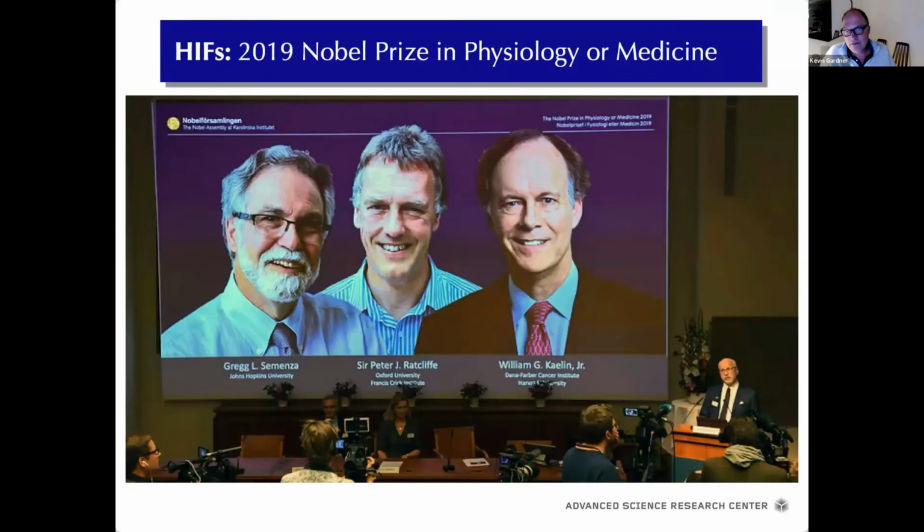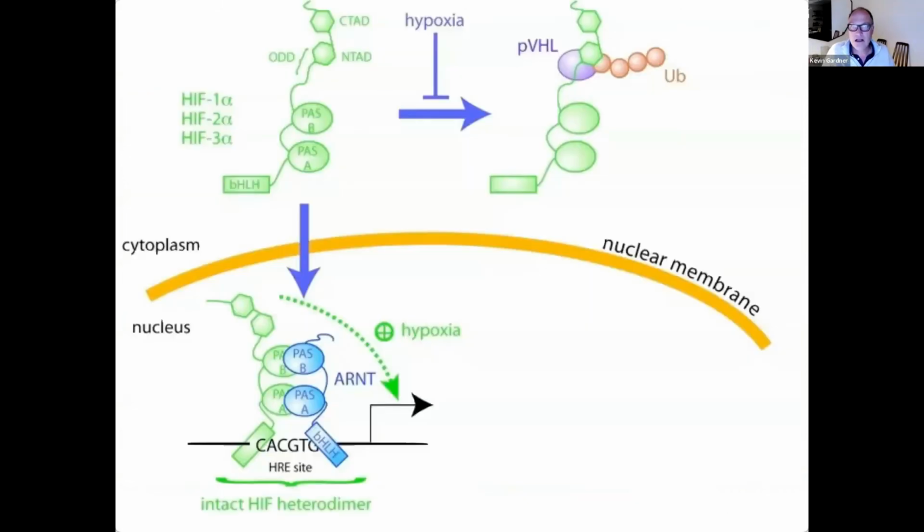So in this case, I would like to give everyone a 30-second crash course into the 2019 Nobel Prize in Physiology or Medicine, which was awarded to Greg Semenza, Peter Ratcliffe, and Bill Kaelin, who figured out how our cells, in a conserved pathway that goes all the way down to fruit flies and worms, respond to oxygen, or low oxygen specifically, with a class of proteins known as the hypoxia-inducible factors.